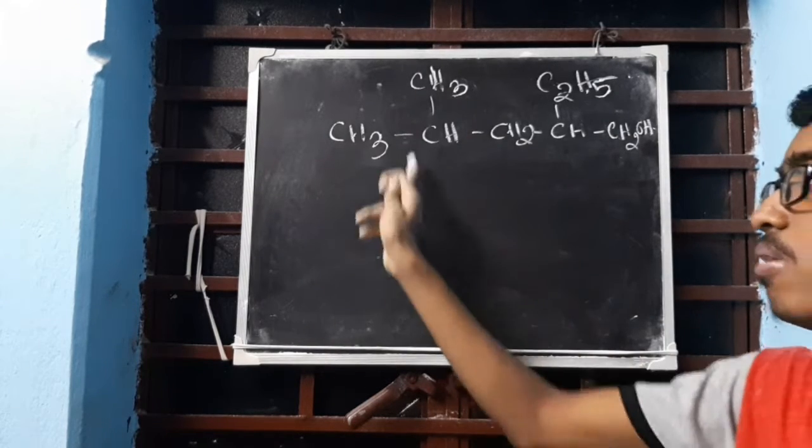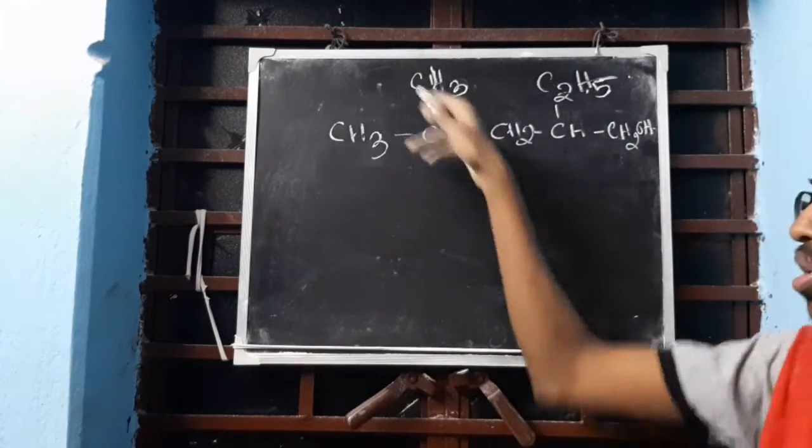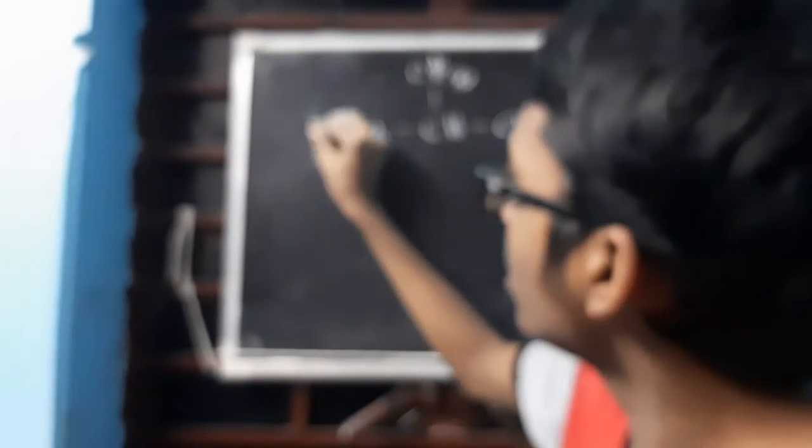If you take this, the other will remain as substituent. This also, if you take, will remain as substituent. So you can take either this or this. Clear? Both will give you the same answer. Understood? So I am taking this one as the main carbon chain.